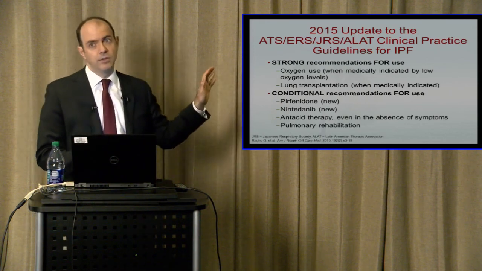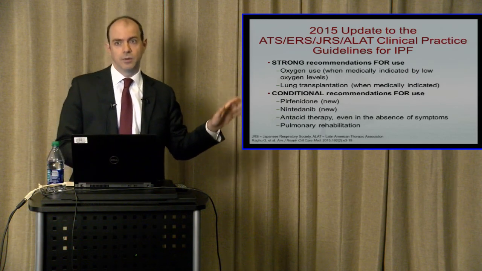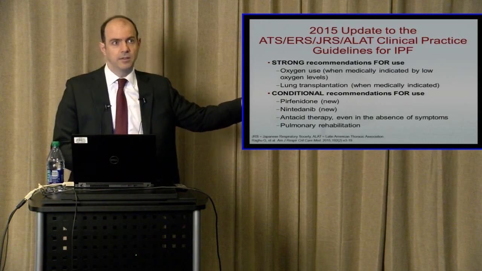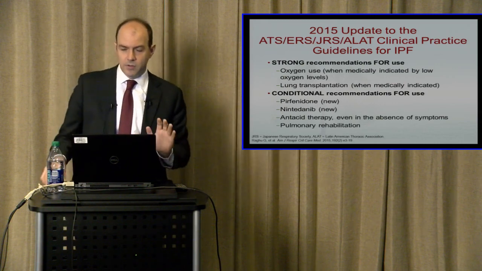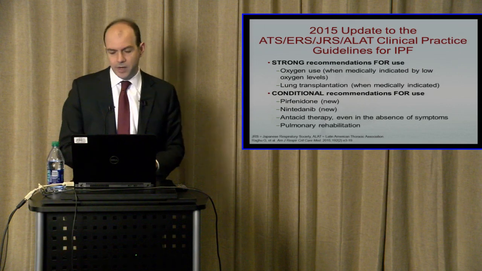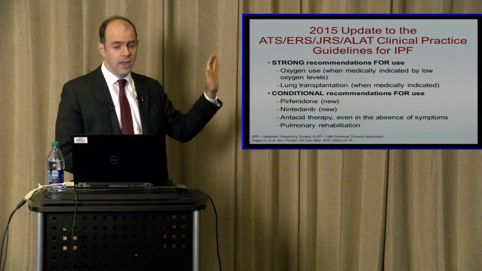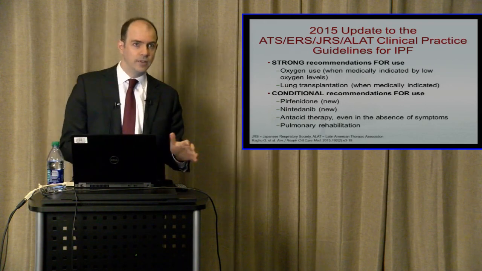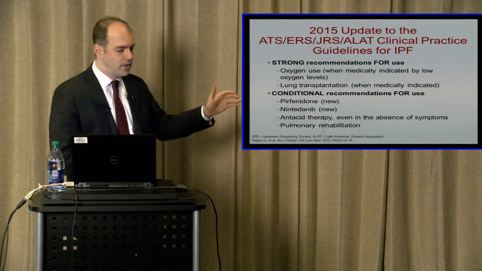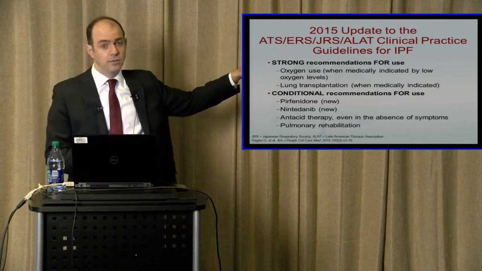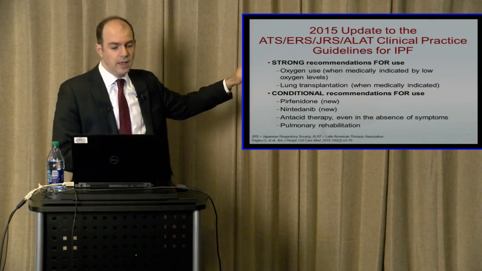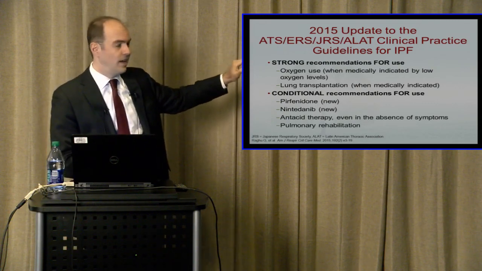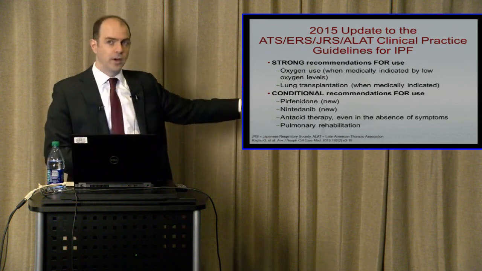So there have been now, 3 years ago, these treatment guidelines were published from a few professional medical societies. ATS is the American Thoracic Society, which is one of the 2 main pulmonary professional medical societies. And in between 2011, which was the first treatment guidelines, and 2015, you can combine those guidelines, which I've done here. So there are strong recommendations for oxygen and lung transplant when needed, and then what we call conditional recommendations for pirfenidone, nintedanib, antacid therapy, which I'll come back to, and pulmonary rehab.